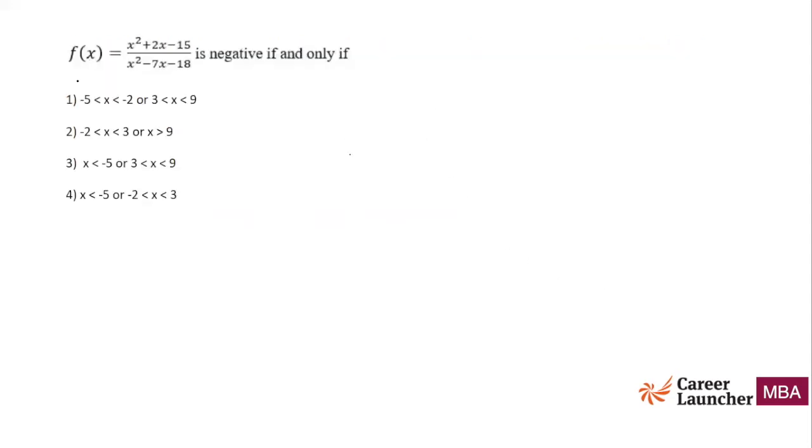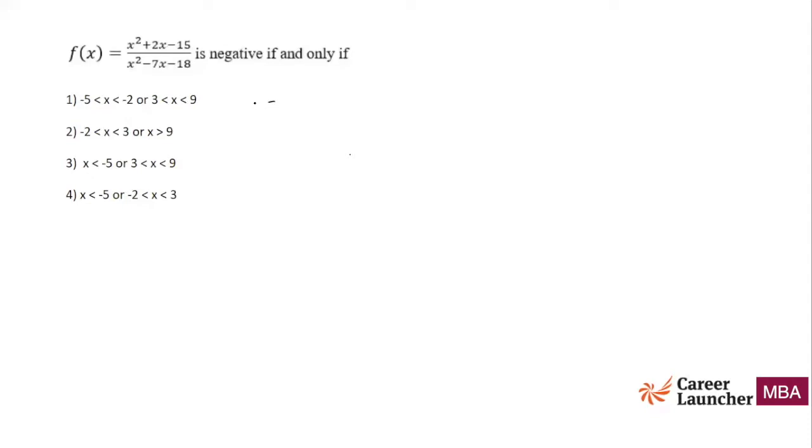We have f of x is equal to a quadratic upon another quadratic, and it is given that it is negative if and only if. Now, such type of questions in inequality can be solved in two different ways. We can use the options, or we can solve it properly. So let's use the options and see which option makes sense. We will have to glance through the options and see if we can figure out a value of x which will help us select or discard options.